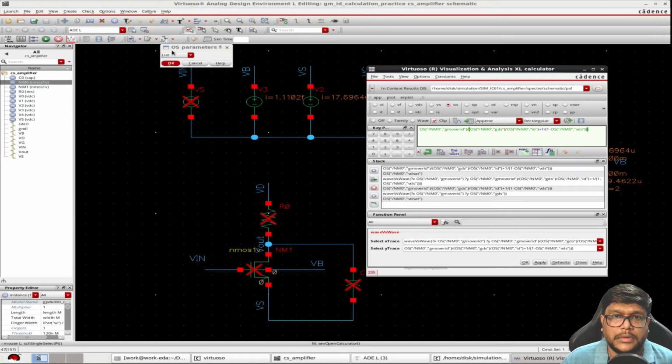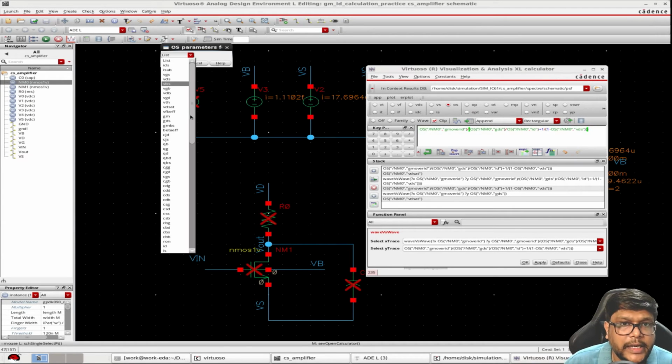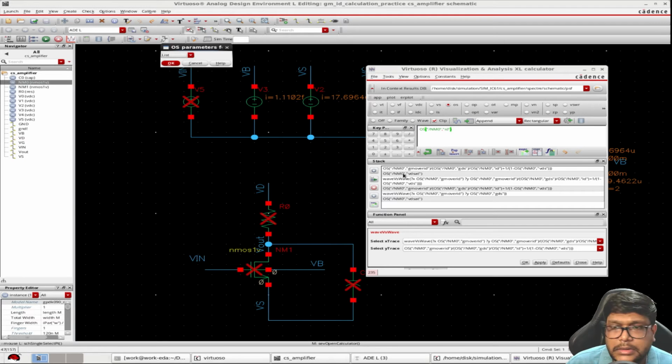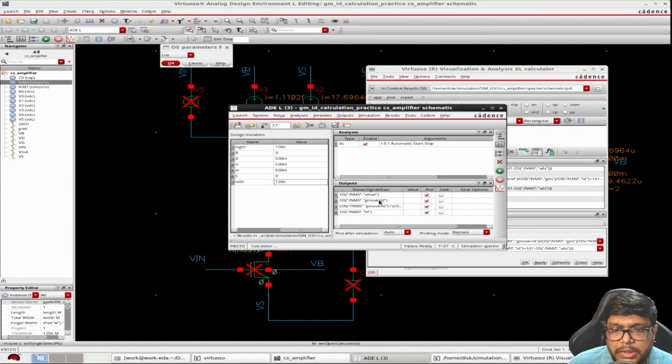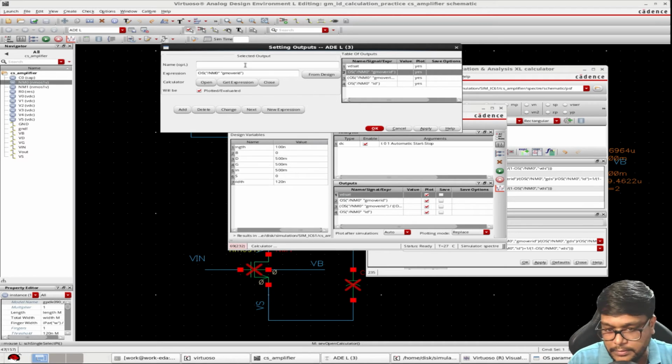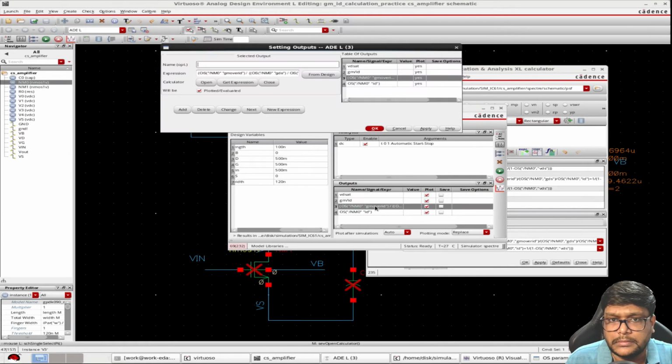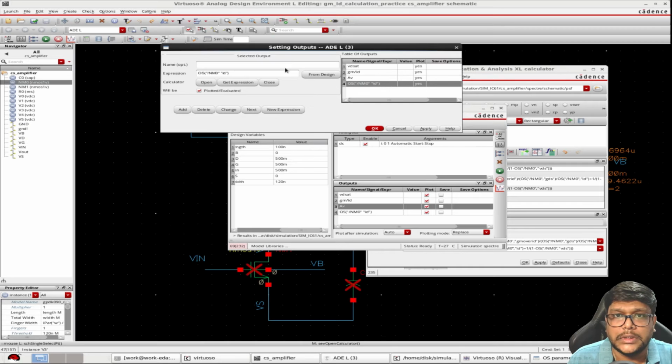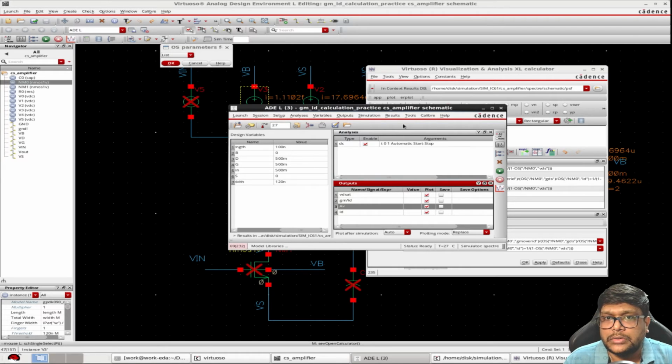What more do I need? Actually ID, I need ID to check the ID current. Okay, so this much will be done. So this is VDsat. This is GM by ID. This is AV and this is ID. Okay, so I'll run.